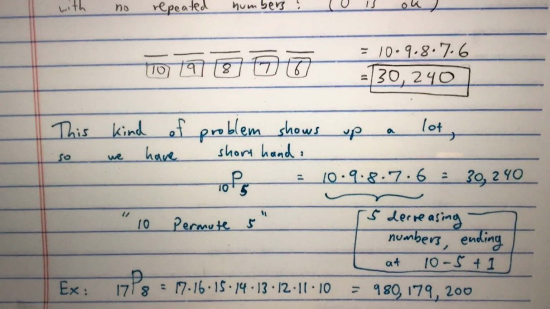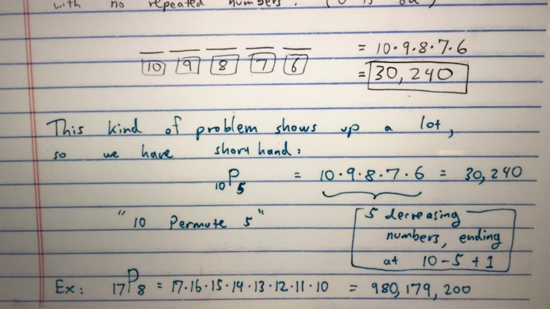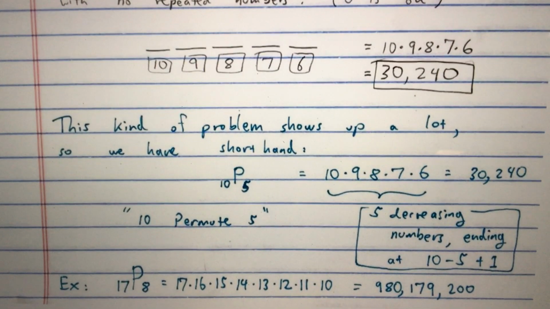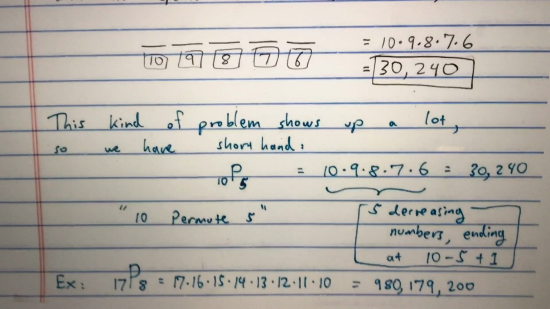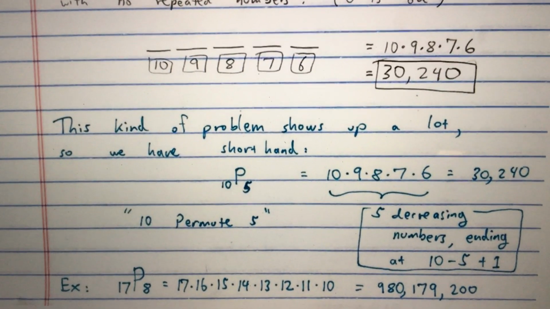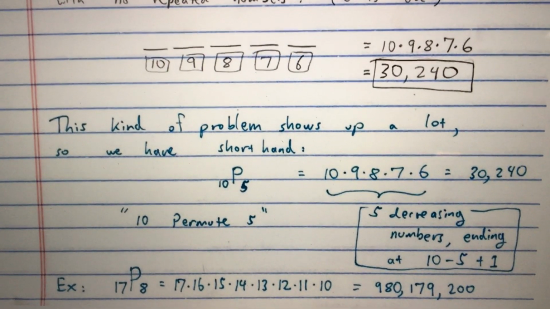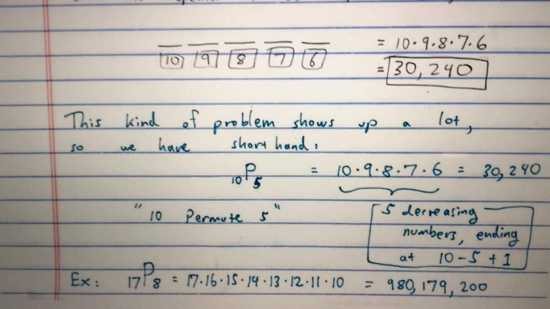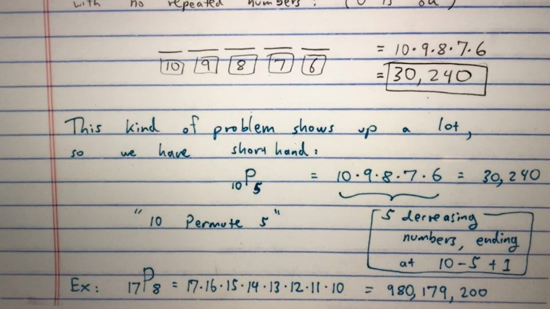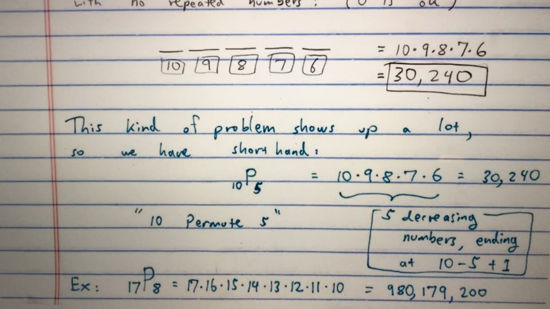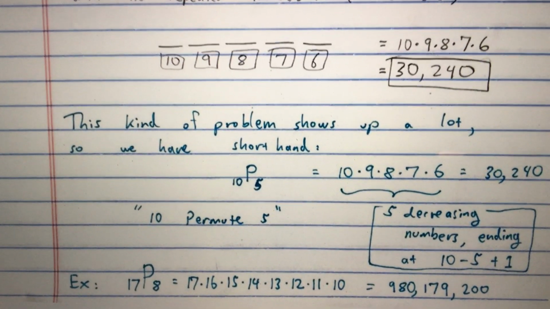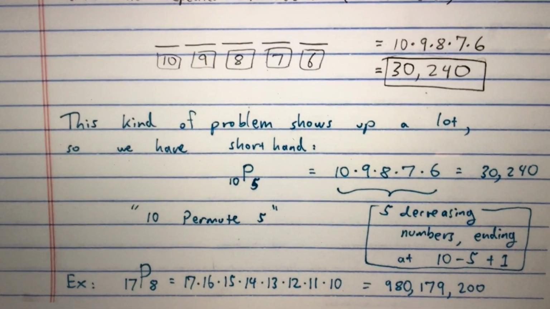So the 10 tells you the number you start with, of course, and then the 5 tells you how many blanks you're going to be filling in. There'll be 5 decreasing numbers in that multiplication, that product. It ends up at 10 minus 5 plus 1. It ends up at a 6. That just happens because if you go counting down 5 times from 10, you end on 6.